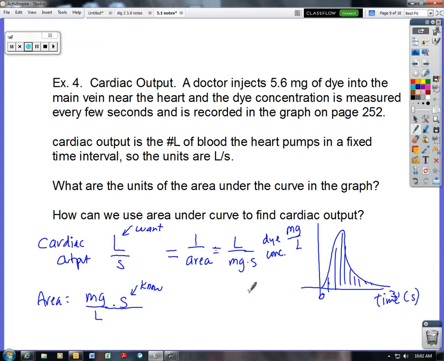Well, that's getting pretty close to liters per second, but I've got to get rid of the milligrams. So using dimensional analysis, I would need to multiply that by milligrams. So in summary, this part, the L over milligram second, is 1 over the area, times milligrams. So in other words, I'm going to do milligrams divided by area. And that's going to give me the cardiac output.